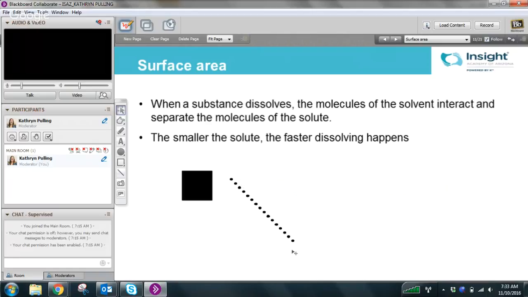all right, just think about these pictures right here. The only molecules that are going to be able to interact with water on the cube are the ones on the very outside. Whereas here, there's space in between the molecules, so they're all going to be able to interact with the water. So the smaller your substance, the faster the dissolving will happen. If you can break it apart, that's going to help with dissolving.